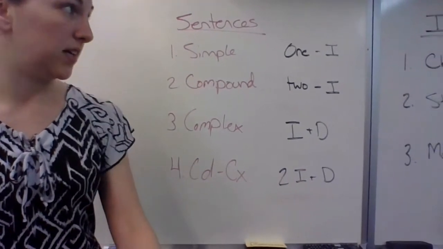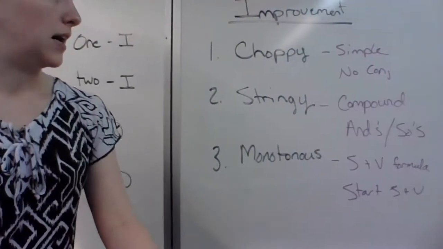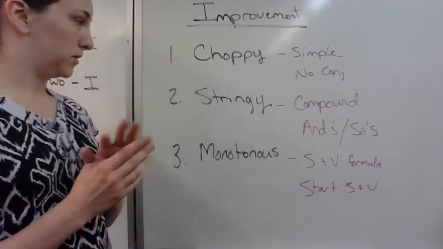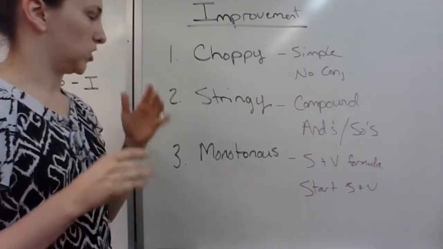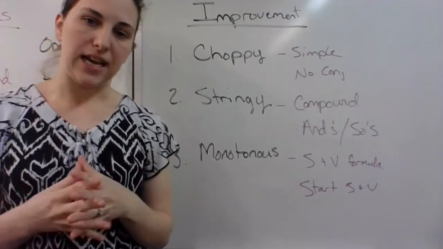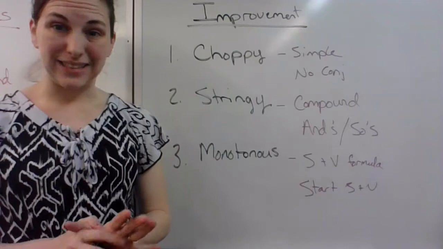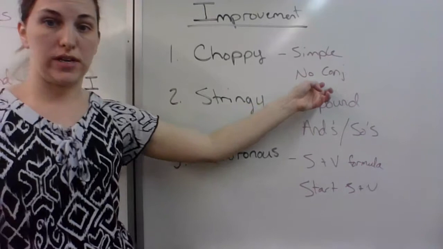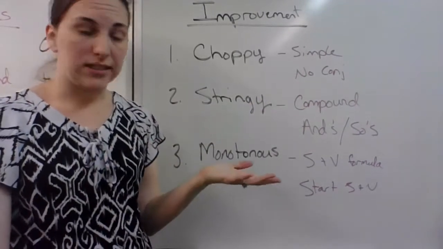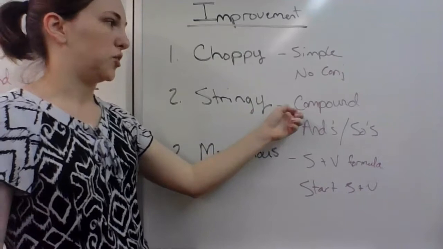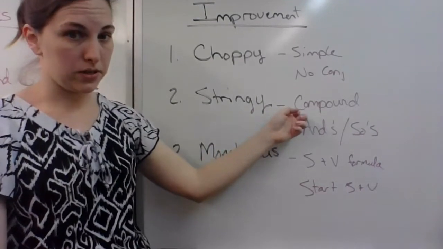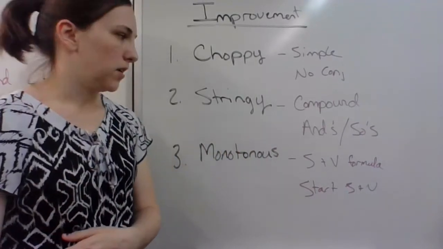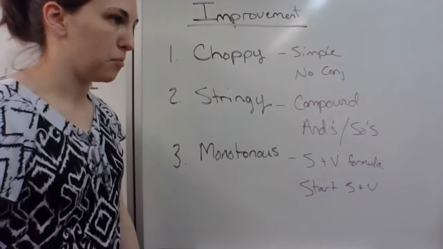Okay, let's move on. Just to review the problem types of sentences. Choppy sentences, which we went over in the last video, are just a whole bunch of simple sentences put together in a line. They don't really make sense most of the time. They don't have any conjunctions, subordinating or coordinating. Stringy sentences are too many compound sentences, which is what we're going to talk about today. Too many ands and so's, strung along all together, hopefully to make some kind of point.